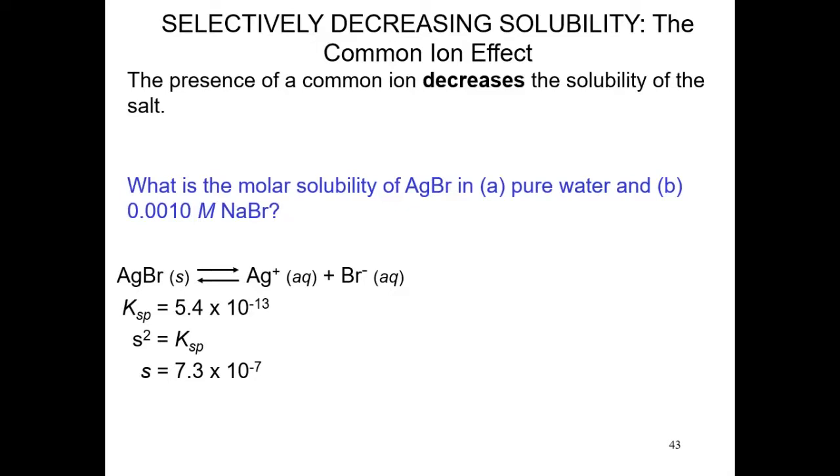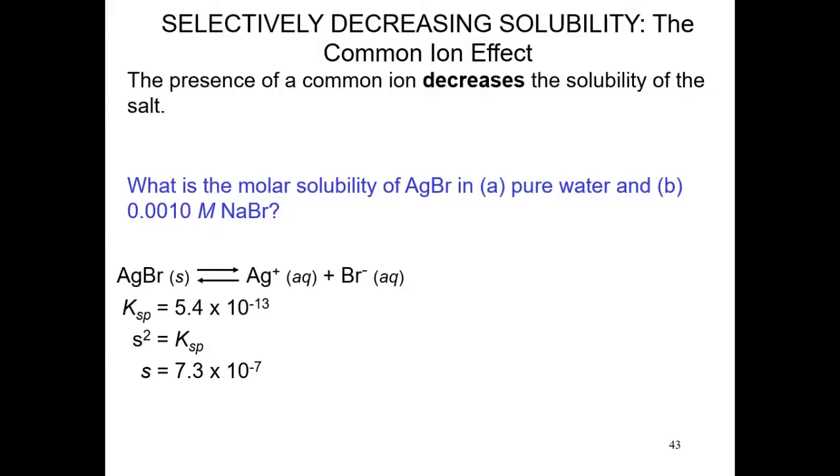Okay, let me give you a few seconds in case you kind of got lost in there. Remember, in these equilibria, S is the moles per liter of dissolved compound, and where the compound simply breaks down into a 1-to-1 ratio of cation and anion, each one of those will have S moles per liter in solution. Therefore, S squared will be the value of Ksp.